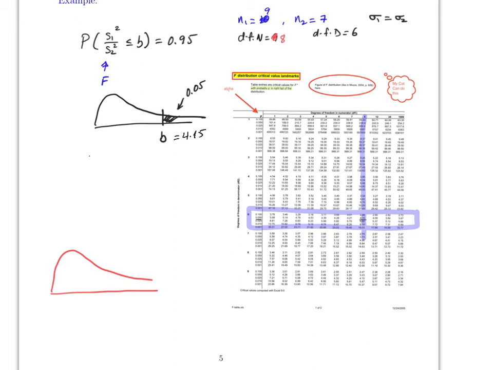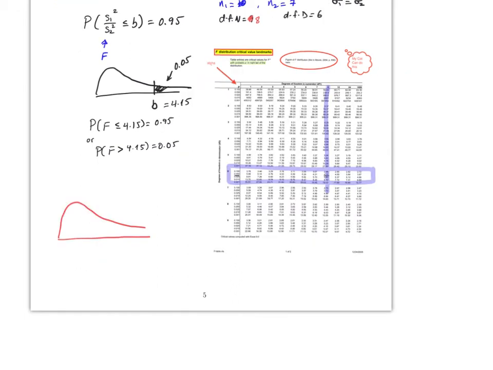And that's how easy it is to use this table. So again, what this means is that the probability that F will be less than or equal to 4.15 is equal to 0.95, or the probability that F will be greater than 4.15 is 0.05. So that's it for section 7.2. Now we're going to go to 7.3, which is in essence one of the most important things in the whole class.